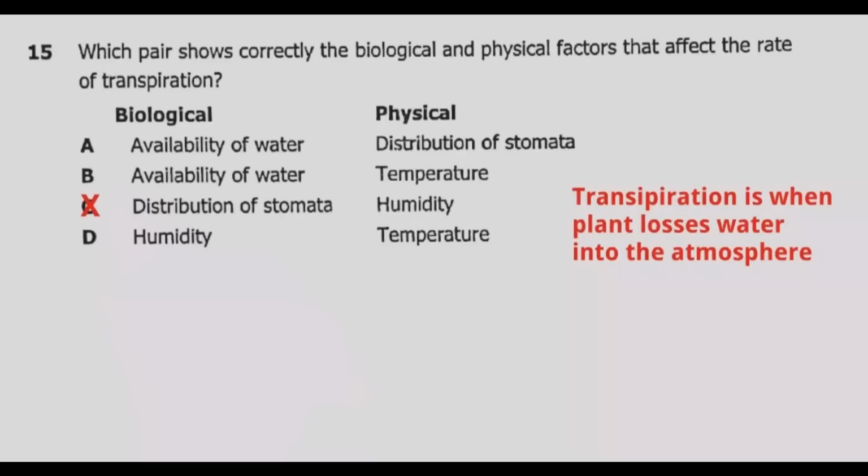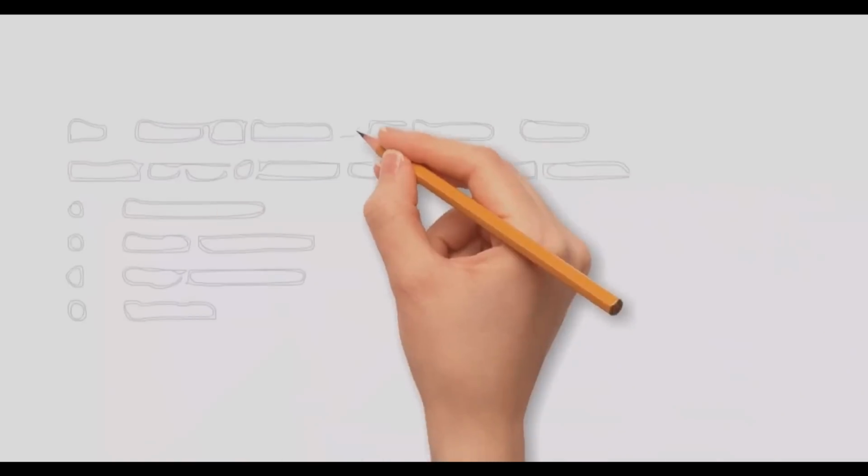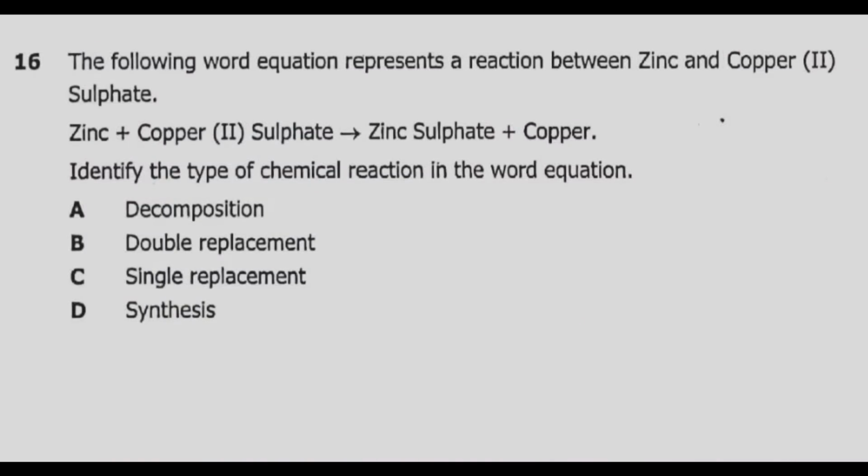Before we even go to D, as you can see, D, O have been mentioned, their physical properties. So the correct answer is C. Question 16 is as follows. The following word equation represents a reaction between zinc and copper 2 sulfate. Okay, so you should take note of the equation, which is zinc plus copper 2 sulfate is equal to zinc sulfate plus copper.